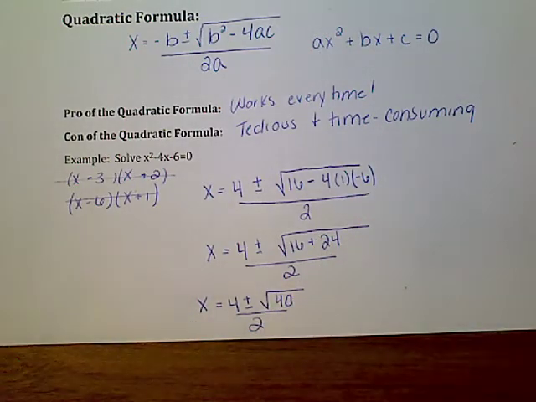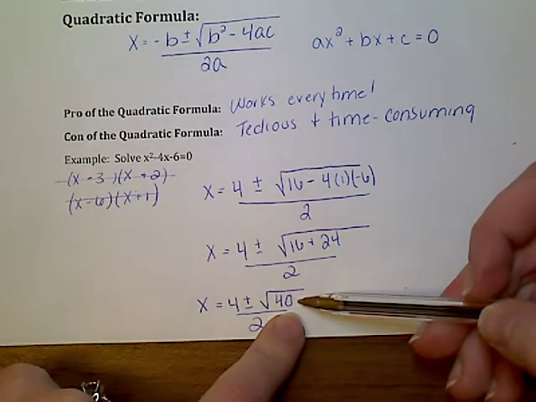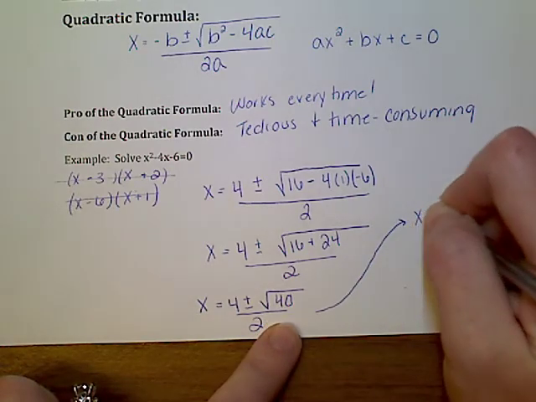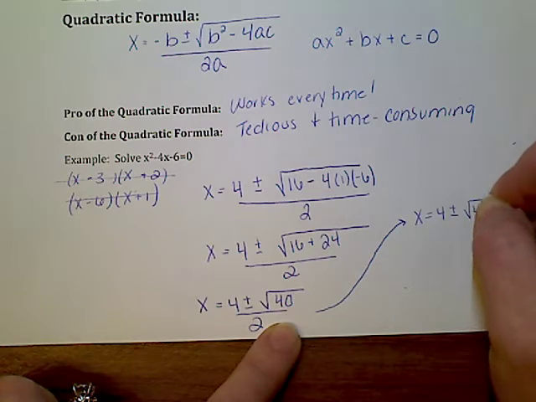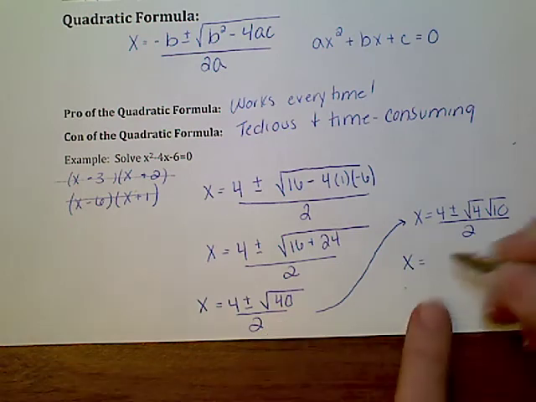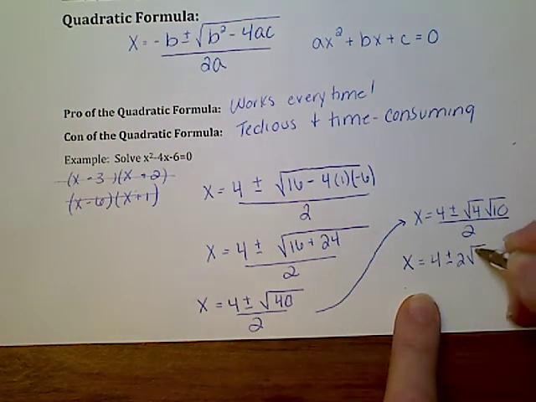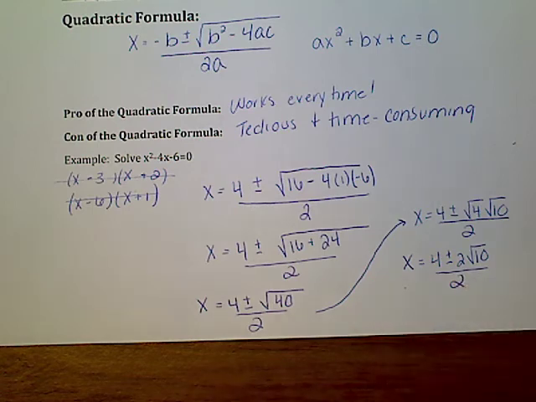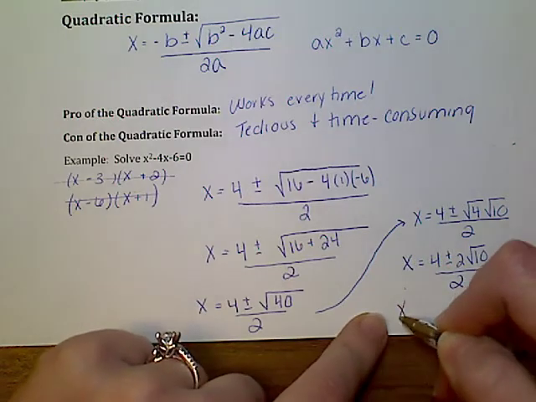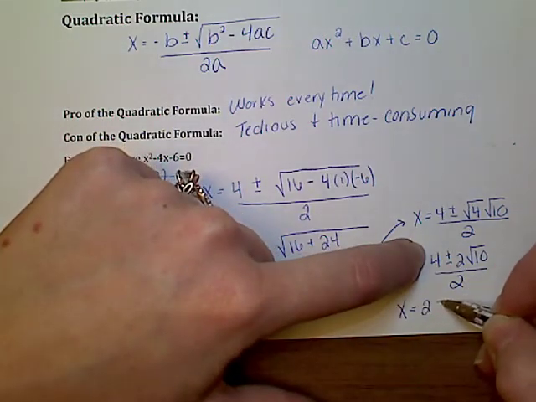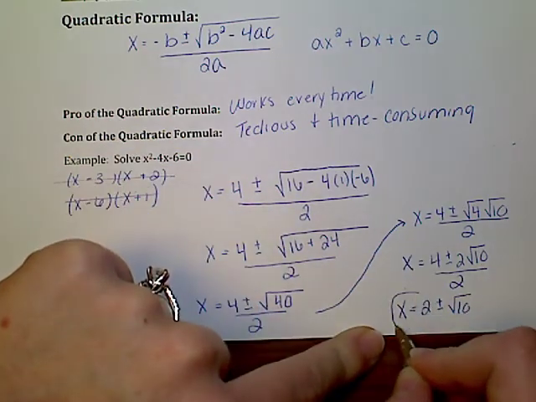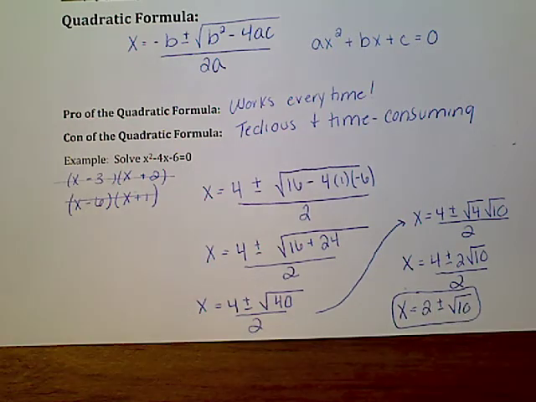Now, sometimes you're done, sometimes you're not. If you look at the square root of 40, we can actually simplify that some more. So I'm going to go up here and do that. I'm going to have 4 plus or minus the square root of 4 times the square root of 10 all over 2. So that's going to be 4 plus or minus 2 root 10 over 2. And sometimes at this point you're done, but in this example, we can still actually simplify a little bit. 4 over 2 is 2. 2 over 2 cancels, so I just have that square root of 10. And that is our solution.